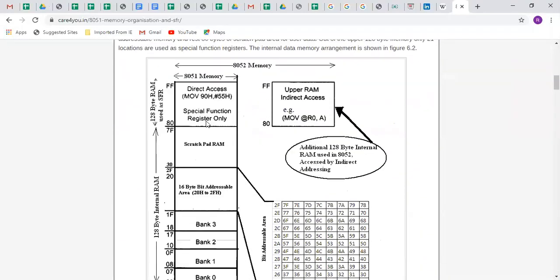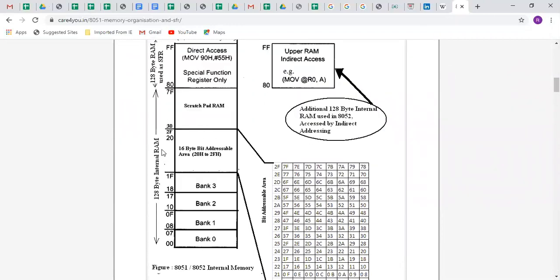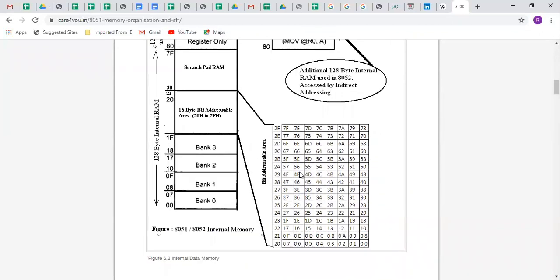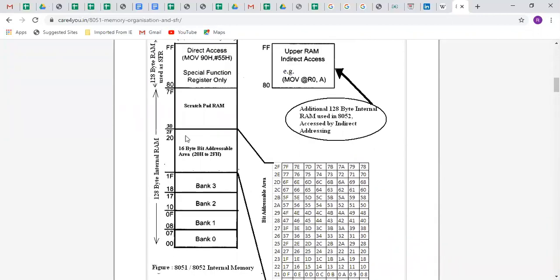The internal data memory is of the size of 128 bytes of RAM. Additionally, 128 bytes of RAM are used for the SFRs. The lower 128 bytes of RAM contain 4 banks of registers, each bank of 8 registers, so a total of 32 registers are there in the lower 128 bytes, followed by 16 bytes of bit addressable memory. These 16 bytes can be addressed individually bitwise, followed by the address 30 to 7F, which is scratch pad memory.